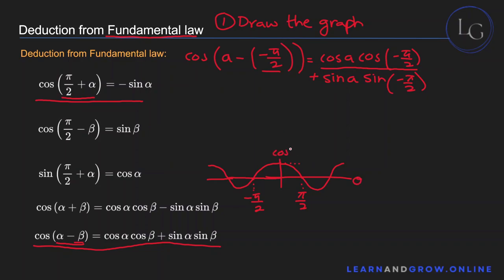is basically 1. So you can see that at negative pi by 2 the value of the cosine function is 0. So this just becomes cosine alpha into 0. So you can cut this entire thing out because it becomes 0. Now you're left with this, the sine alpha into sine pi by 2.